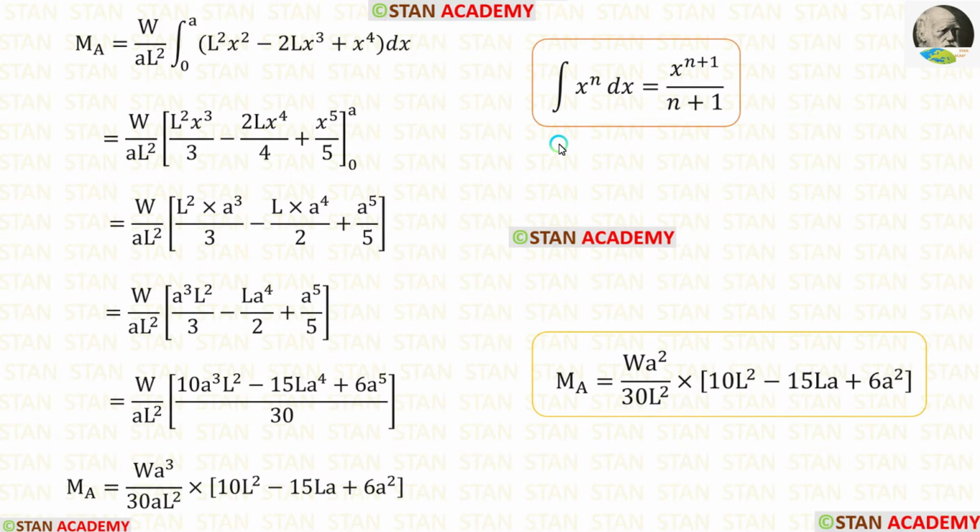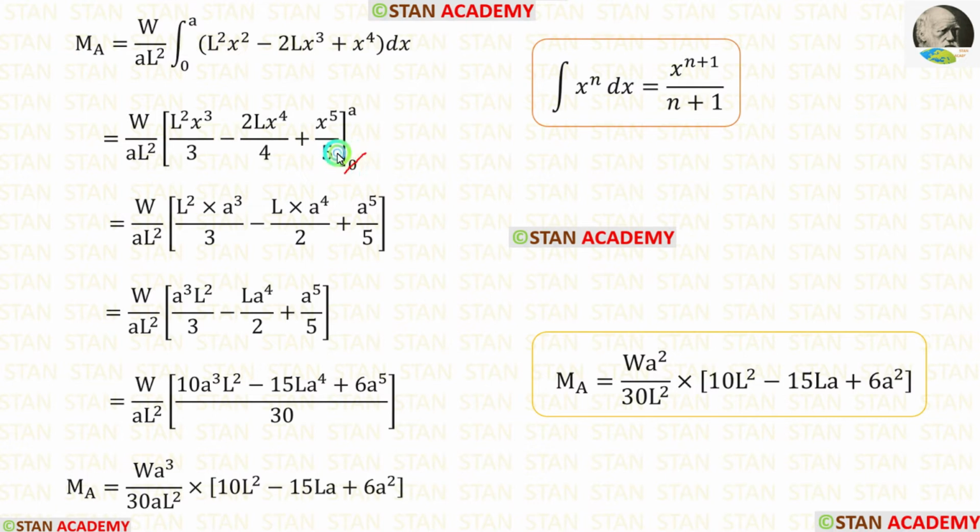Then let us start integrating. Using this formula, we can integrate. When we integrate x square, we will get x cube upon 3. When we integrate x cube, we will get x power 4 upon 4. When we integrate x power 4, we will get x power 5 upon 5. Then let us apply the limits.